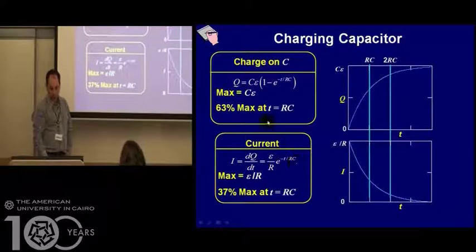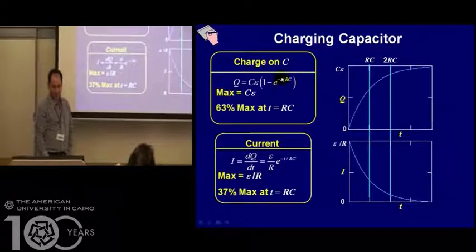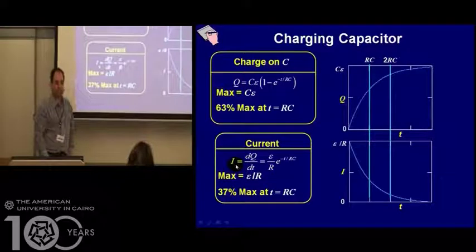Now let's draw those two equations. At time equal to 0, this quantity is 1, 1 minus 1 is 0, the charge on the capacitor is 0. After a very long time, this quantity is 0, and the charge on the capacitor is Q max. In the current equation, at time equal to 0, e to the power 0 is 1, this quantity is equal to 1, 1 times E over R, then the current is maximum actually. The current is E over R.